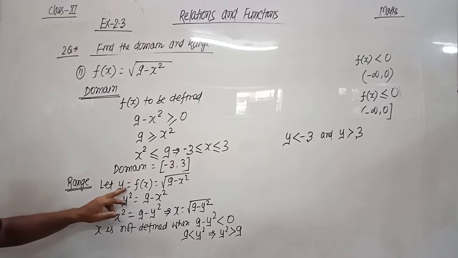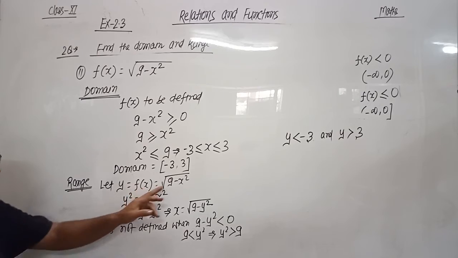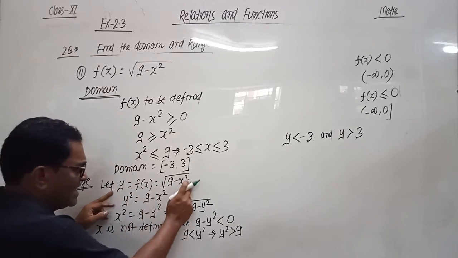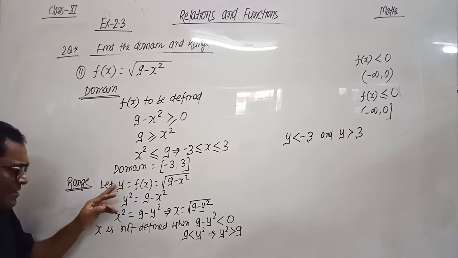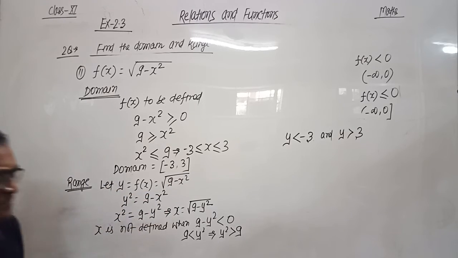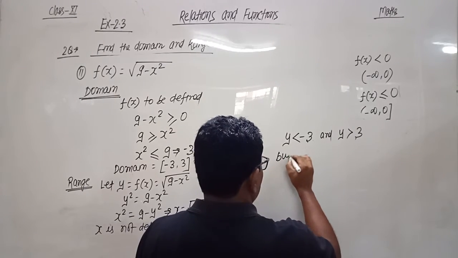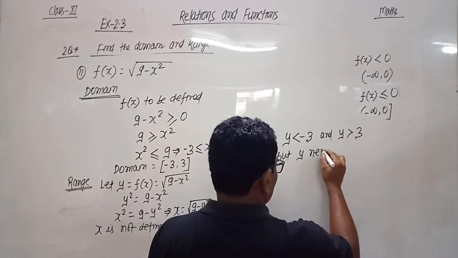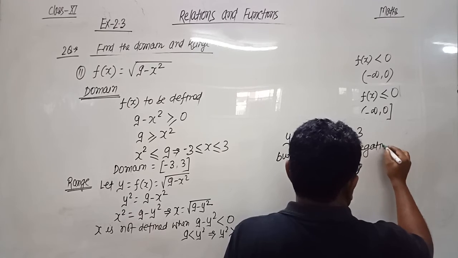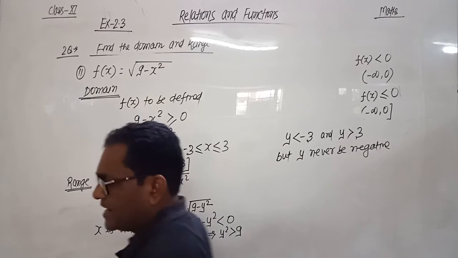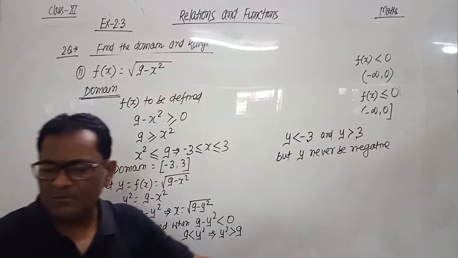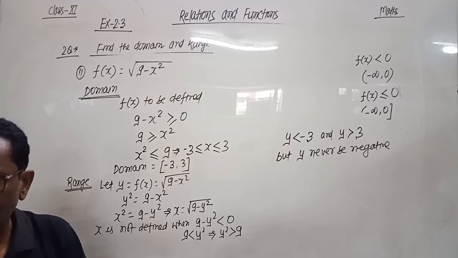But y can never be negative, because y equals under root of 9 minus x square. So y would be negative only if the root itself were negative. So y can never be negative. So we take the value from 0 to 3. Negative values we can't take.